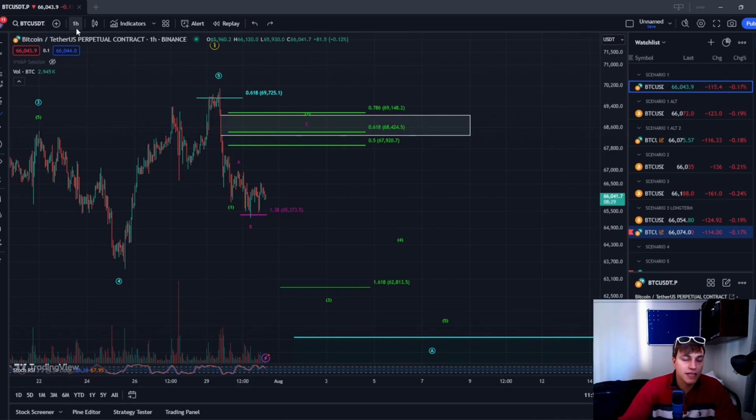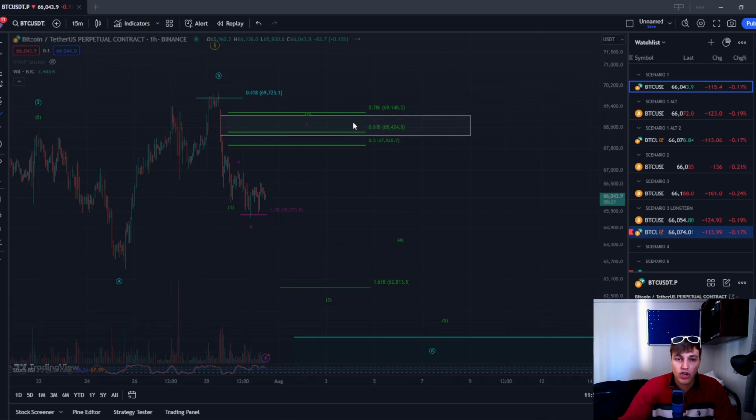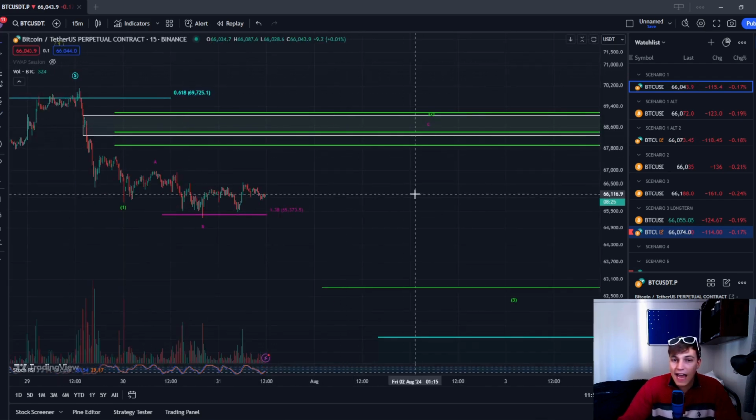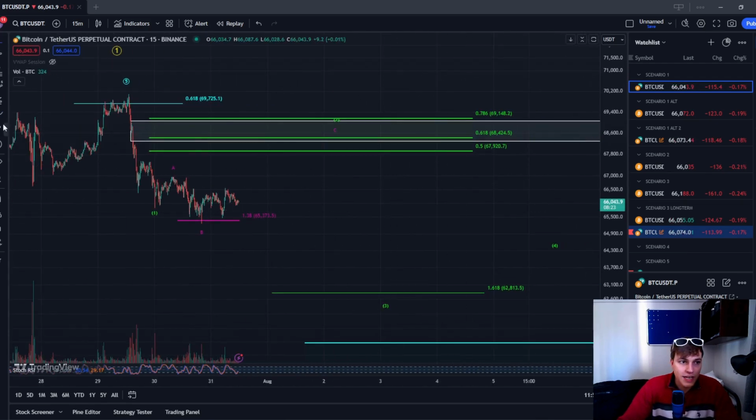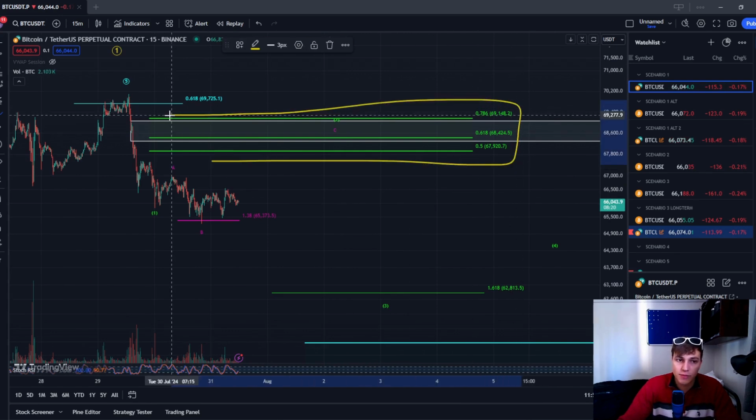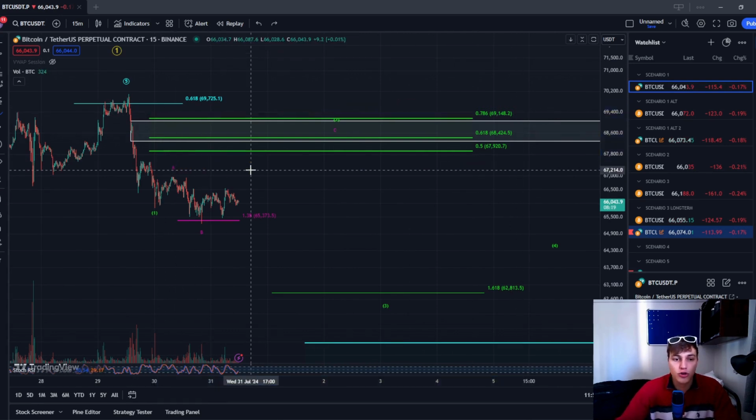On the 15-minute trade, I would also do a short from this green target box, so very similar to the 1 hour, so no trade for the 15-minute time frame.